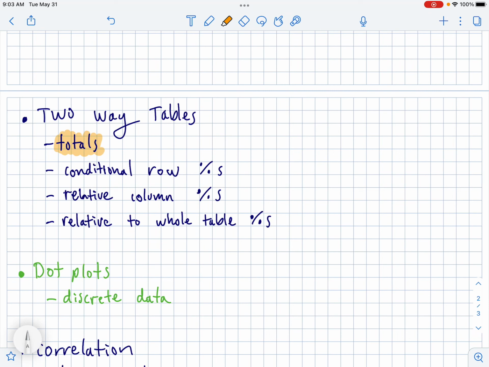We also looked at two-way tables, how to create them with totals, and also how to turn certain spots into percentages with respect to certain things. So we did conditional row percentages, we did relative column percentages, and we did percentages that were relative to the whole table.